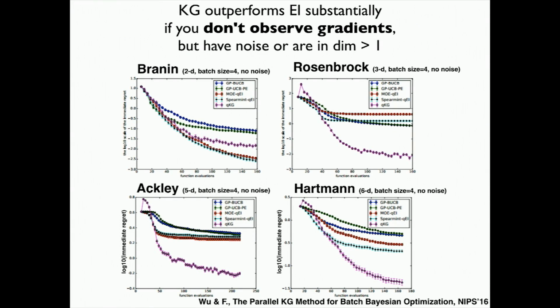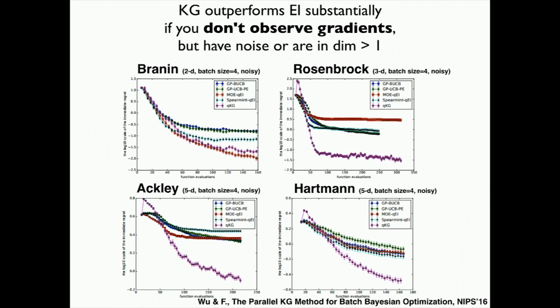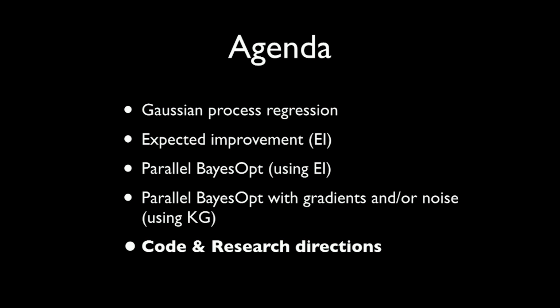So here we have QKG in purple. And then, for example, this is the parallel EI. Actually, this is also in high-dimensional problems. It tends to provide a lot of value. So this is noise-free on a three-dimensional problem. And then in noisy problems in the batch setting, it tends to also outperform.